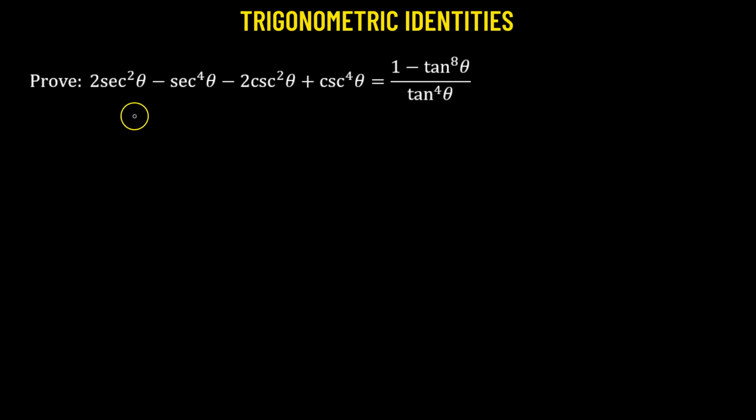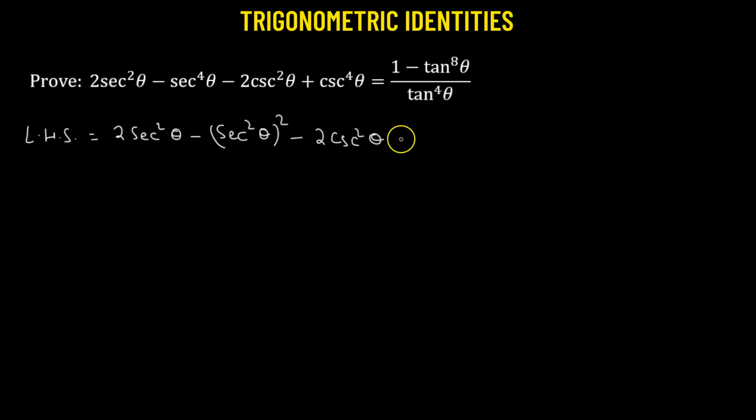So we need to prove the following. So let's begin from the left hand side. So here we have 2 times secant squared theta minus secant theta whole raised to the power of 4, which can also be expressed as secant squared theta whole squared, minus 2 times cosecant squared theta, and cosecant theta whole raised to the power of 4 can also be expressed as cosecant squared theta whole squared.